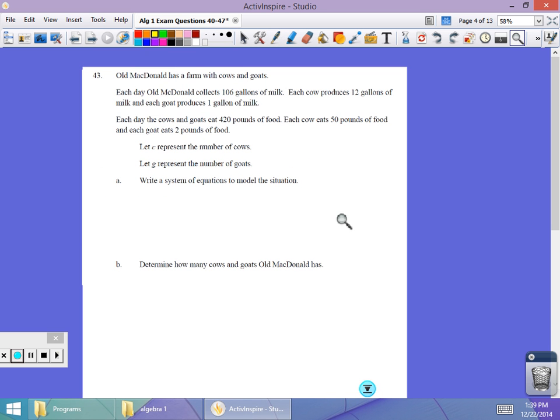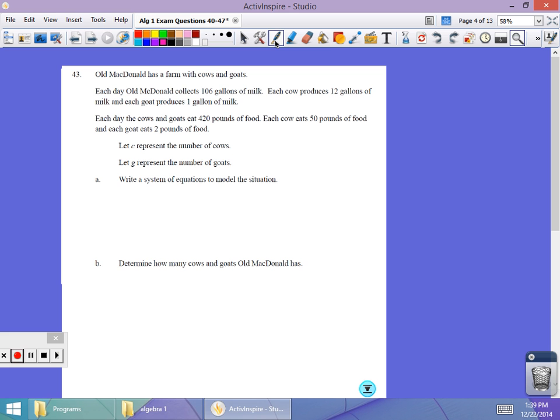Here we have question 43. Old MacDonald has a farm with cows and goats. Each day, Old MacDonald collects 106 gallons of milk. Each cow produces 12 gallons of milk, and each goat produces 1 gallon of milk. Each day, the cows and goats eat 420 pounds of food. Cows eat 50 pounds of food, and goats eat 2 pounds of food.